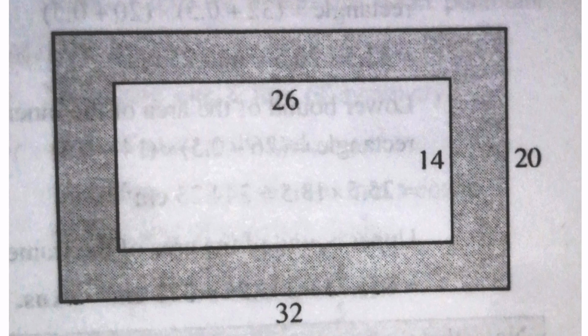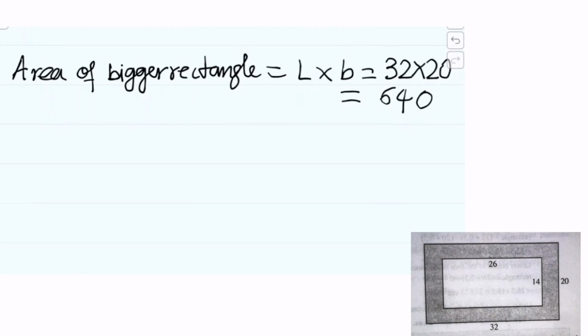We just find the area of the outer rectangle. Area of the bigger rectangle, as we know that the area formula is length multiplied by width, or length multiplied by breadth. So length is 32, breadth is 20, so this will be 640. Area of the bigger rectangle is 640. These are centimeters, so this will be centimeter square.